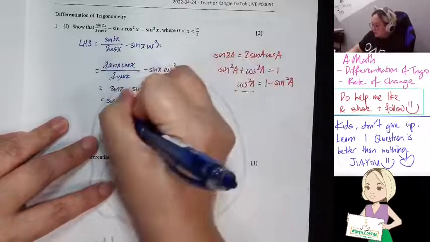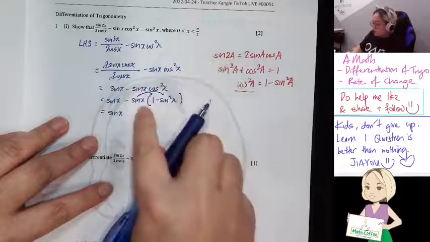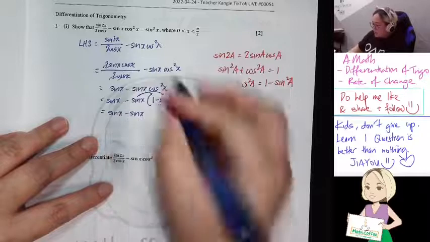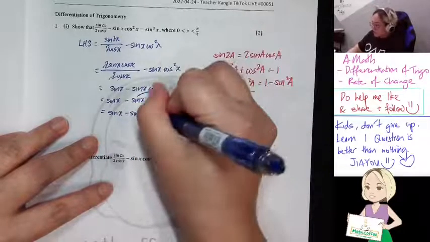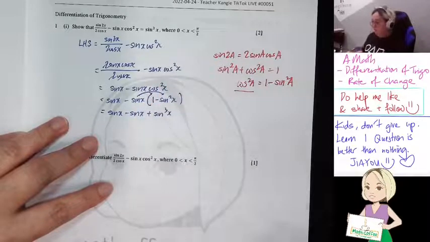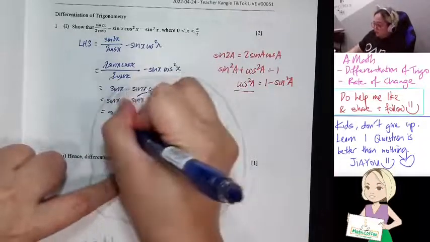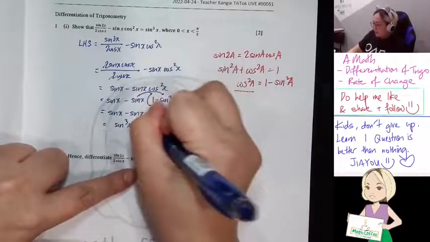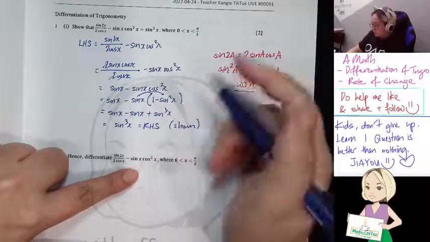This one no change. This I'm going to expand. So minus sine x times 1, so it's minus sine x. Minus minus, so it's plus. Sine x times sine square x is sine cube x. Sine x minus sine x disappears, so I'm only left with sine cube x, which is exactly the same as my right-hand side. So it's shown.